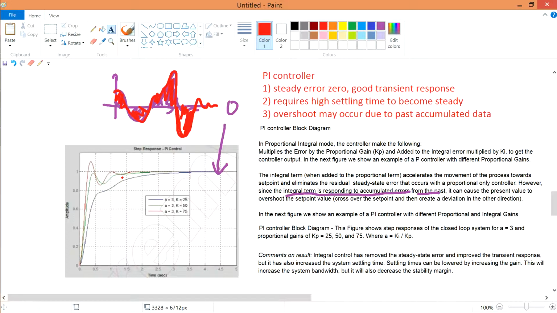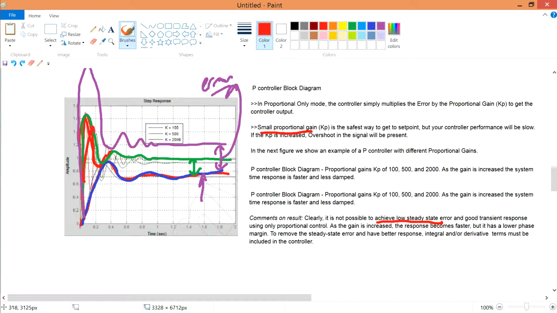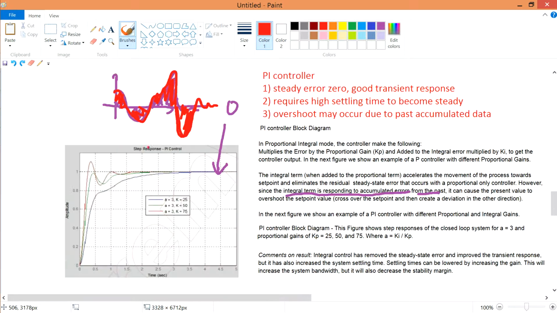So somewhat the PI controller is to deal with the steady state error, so ensuring that it's going towards 0. You have a good transient response because it's not very oscillatory. You'll just somewhat die down compared to this part over here. It is very oscillatory, or it's very rampant. Comparatively over here, this is somewhat smoother for the transient part. Alright, and it requires a high settling time to become steady because it takes time to accumulate all this, ensuring everything is fine. And the overshoot may occur due to the past accumulated data, which is this one over here.